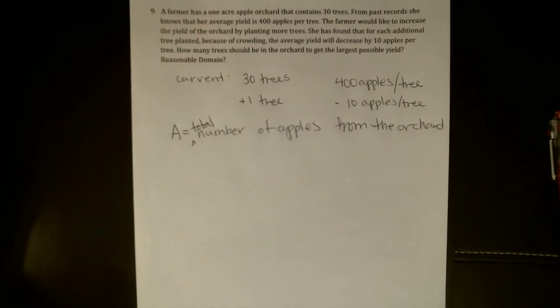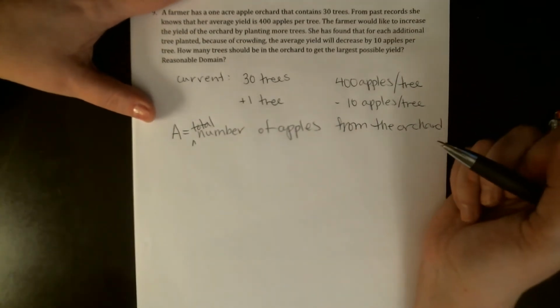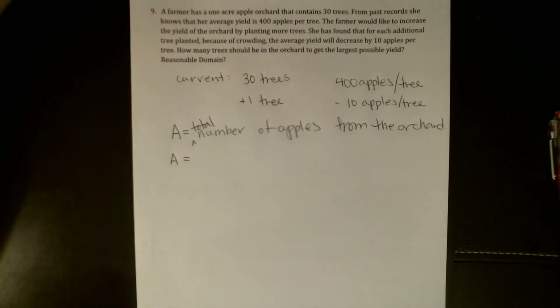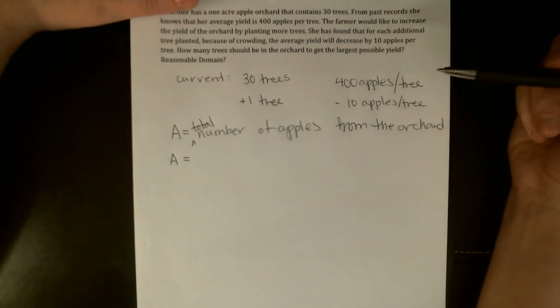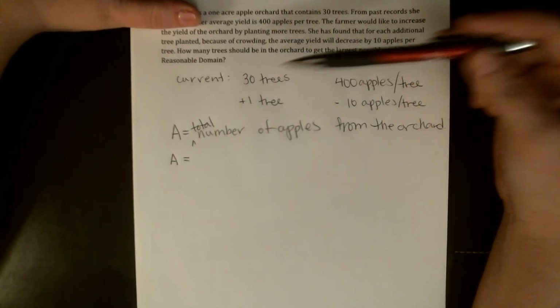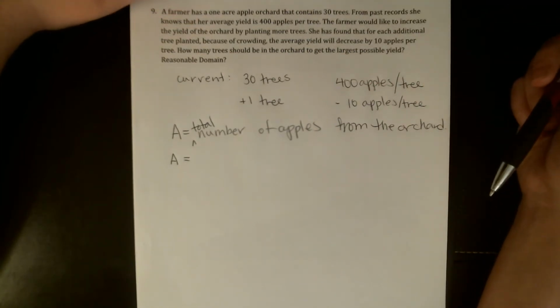Okay, I would say one of the things that's kind of tricky in this problem is actually choosing your other variable. There's a couple of ways that we can do that. And I think one of them is more intuitive as a choice for your variable, but makes the setup slightly messier. So I will show you both ways. I'm going to go a little further before I jump into that. A is the total number of apples from the orchard. The way we would figure that out, for example right now, we would take the number of trees and multiply by the number of apples per tree. So she's getting 30 times 400, 12,000 apples from her orchard right now.